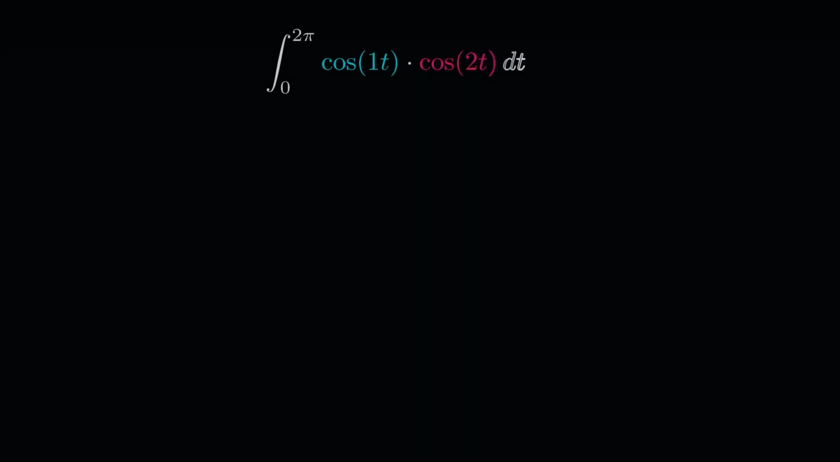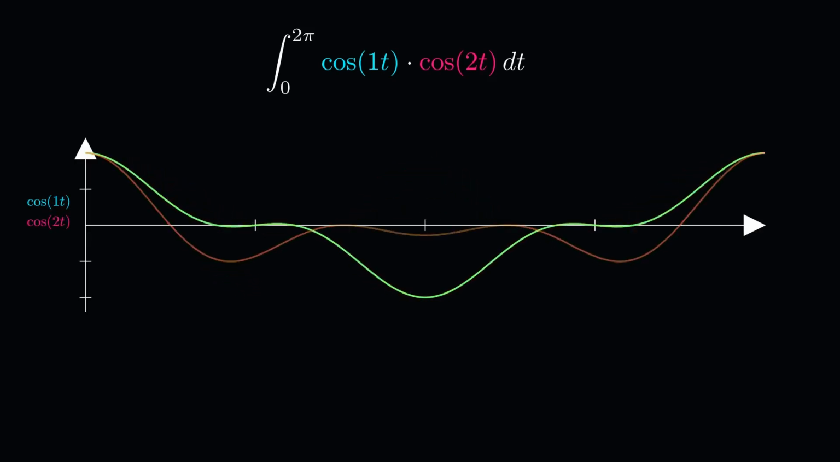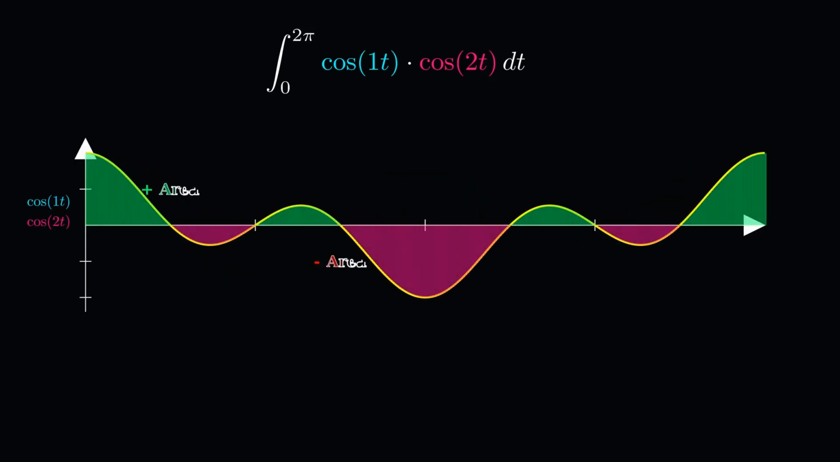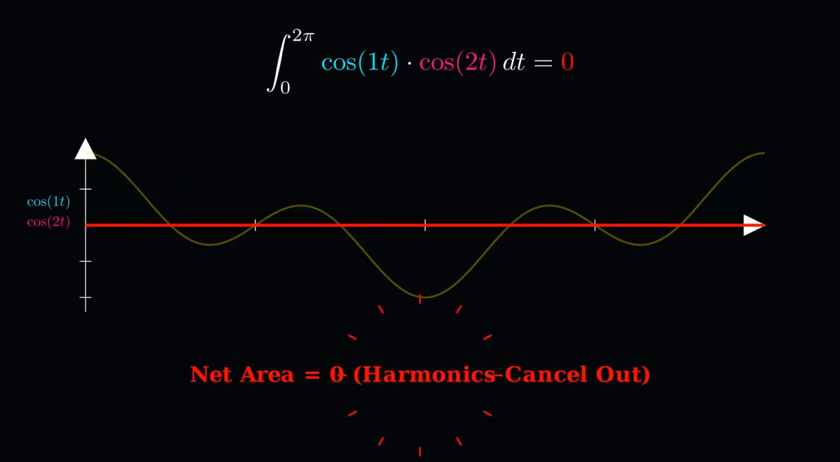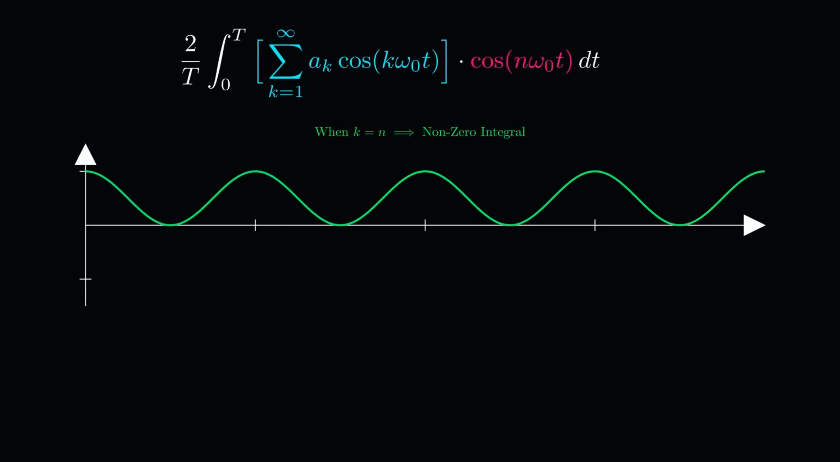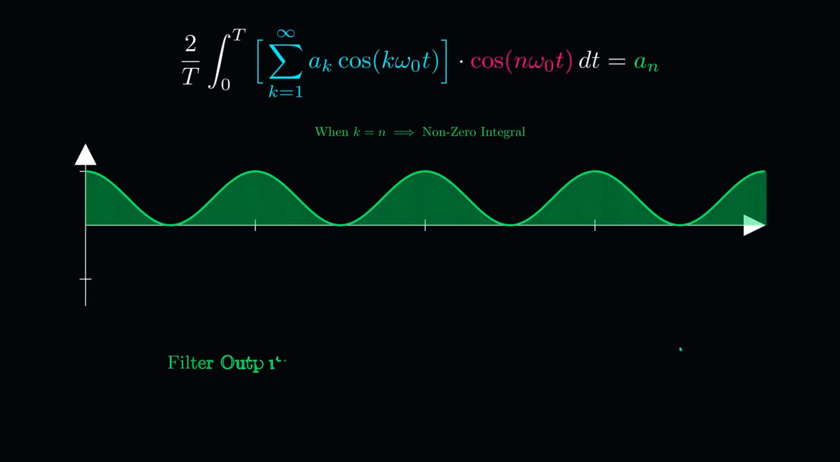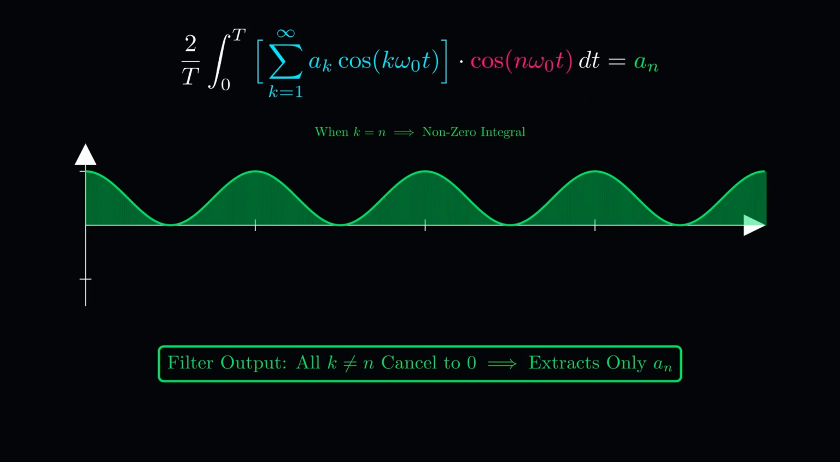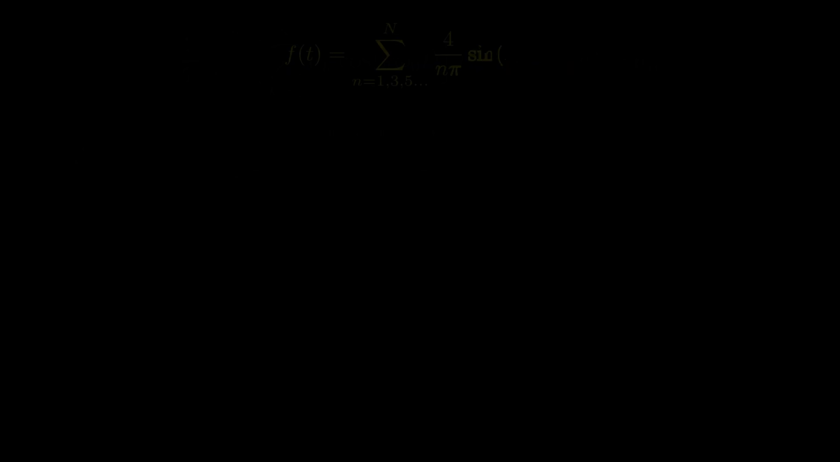To find how much of each harmonic exists in your signal, you multiply the signal by that harmonic sine or cosine and integrate over one full period. Because orthogonal sine waves cancel each other out over a full cycle, this integral acts like a filter, filtering out everything except the exact weight a_n or b_n of that specific frequency.